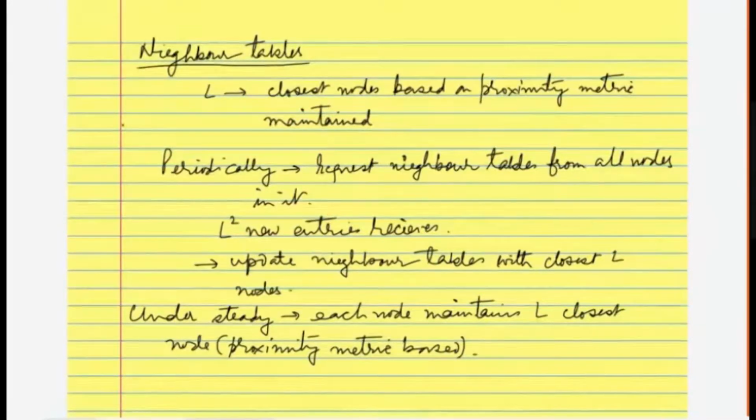Now let's come to neighbor tables. What happens to the neighbor tables? You will again choose the L closest nodes based on the proximity metric, so maybe number of hops or ping or maybe RTT. Based on that, you will choose the L closest ones. There is no node ID to be considered here. These are nodes which are very close to you.